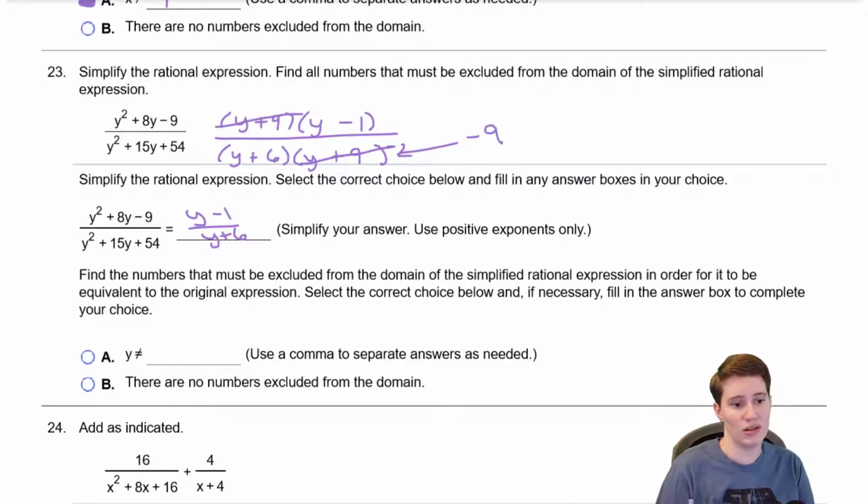So the whole point of, or part of the point of this problem is recognizing that, yes, negative 6 is an issue, because even after we cancel things out, if I plug in negative 6 on the bottom, I'm going to get a 0 on bottom, and that's not okay. But even though we canceled out the y plus 9, negative 9 is still something that has to be excluded from our domain in order for us to actually be talking about the same expression. So there are 2 values here, negative 6 and negative 9, that are excluded from our domain.